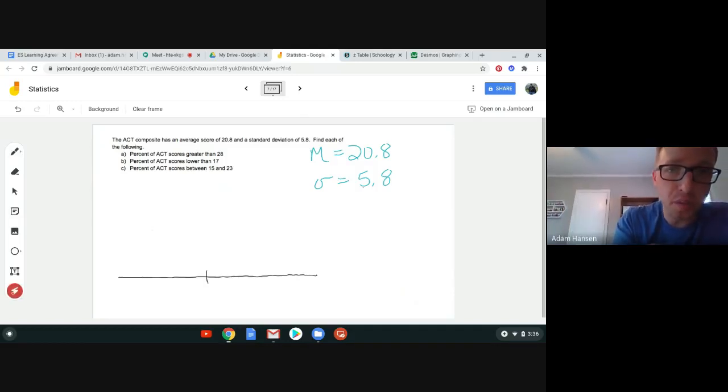We're going to see what percent of ACT scores were greater than 28. So I'm going to draw the part of the distribution that is greater than average. We're going to start at 20.8 and do 1, 2, 3 standard deviations above the mean. Every time I move to the right 1 standard deviation, I'm going to add on 5.8 for that composite score. So here's 26.6, 32.4, and 38.2.